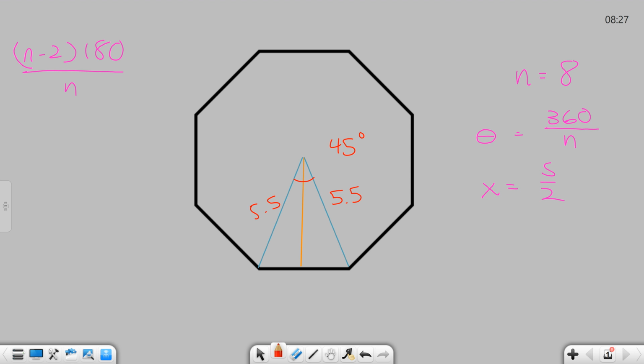I would suggest another way to solve that problem would be to find the area of that isosceles triangle using 1/2 AB sine theta. Using 1/2 AB sine theta, I can find the area of this entire triangle directly. I don't need to find the base. I don't need to find the apothem. I get the area of the triangle, multiply by 8, and I'm done.